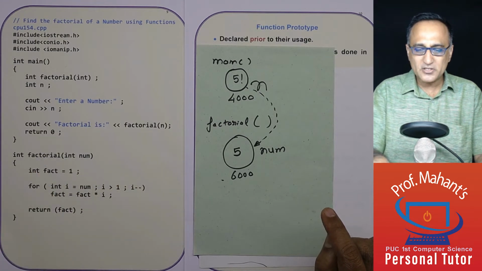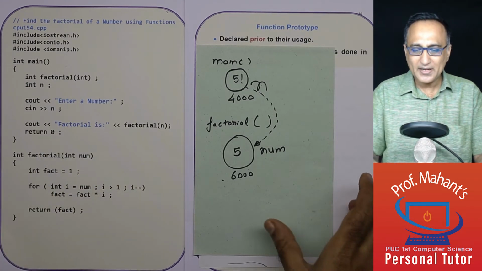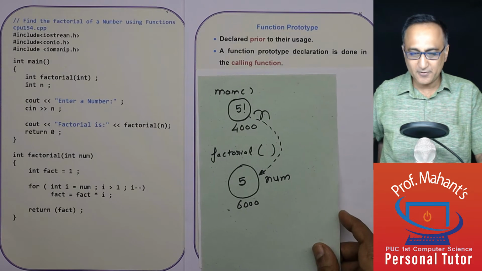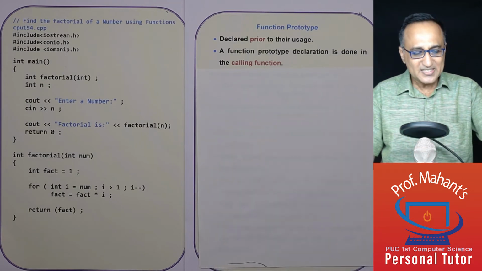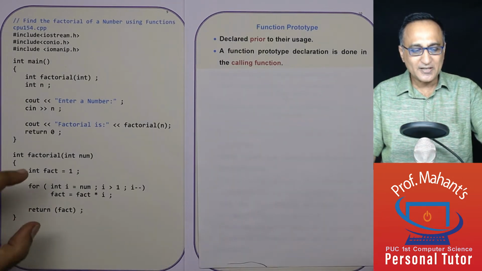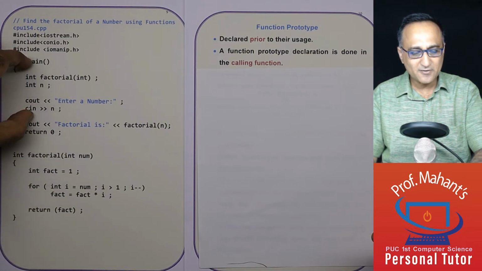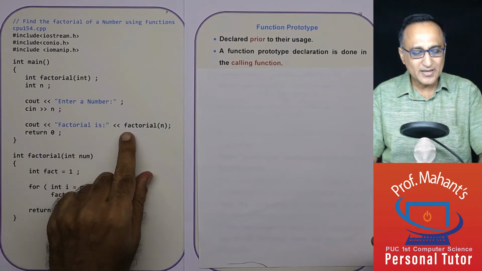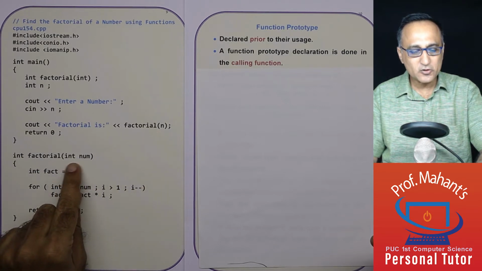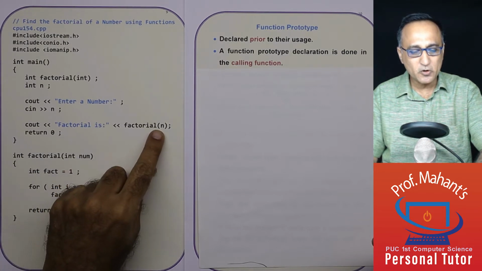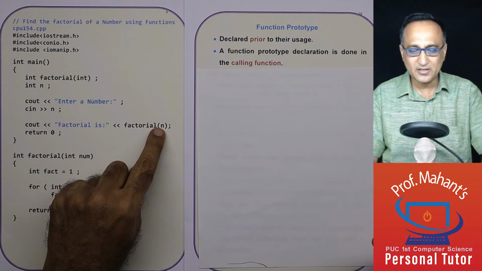A few concepts require explanation before we can proceed further. This is the factorial function definition. Calling function, called function. This is the function call. These are known as parameters. This is also a parameter because it's used to communicate the value of n across to here.